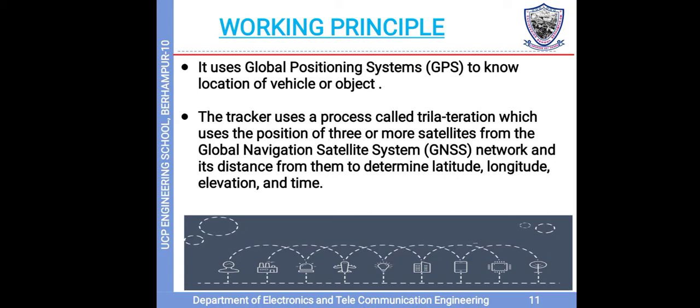It uses global positioning system to know location of vehicle or object. The tracker uses a process called trilateration, which uses the position of 3 or more satellites from the Global Navigation Satellite System network and its distance from them to determine latitude, longitude, elevation and time.